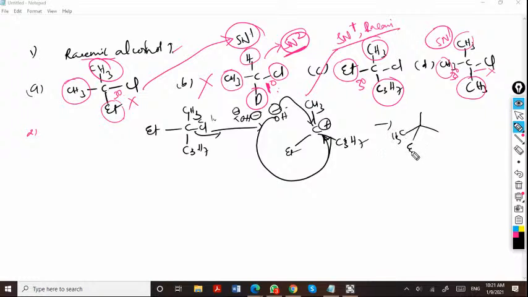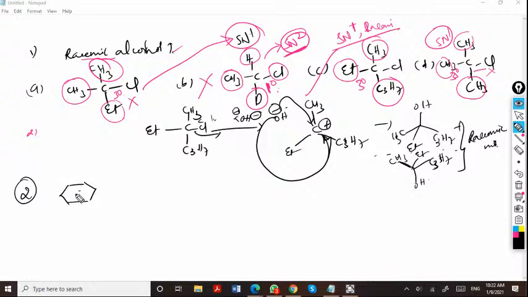If it is from above, it will be like this. If it is from below, it will be like this. The mirror images are going to form. So this combination is called a racemic mixture. Okay. So question number 2.